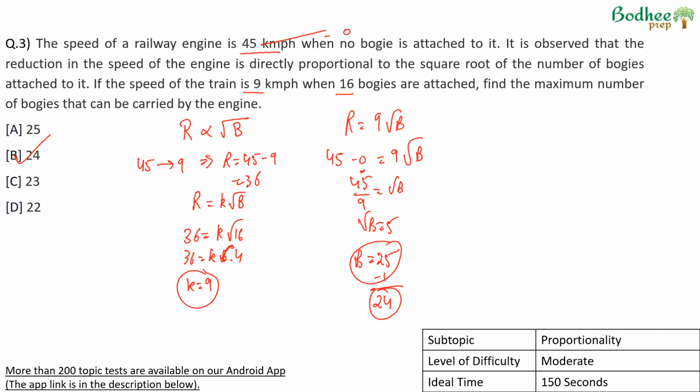The question is based on proportionality and it is a moderate level of question. Maybe difficult if you are looking at this question for the first time, but again, such a question has been asked in previous examinations. Because familiarity would be there with this question, I'm calling it a moderate question. It should not take more than 2.5 odd minutes to solve this level of difficulty question.